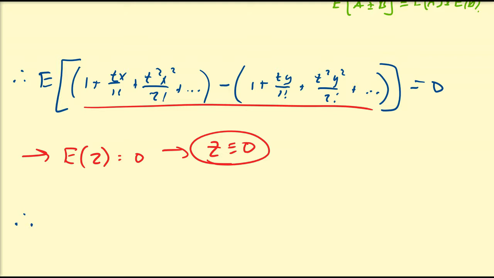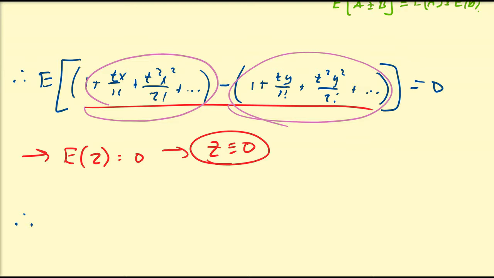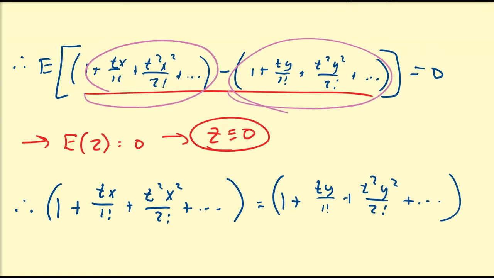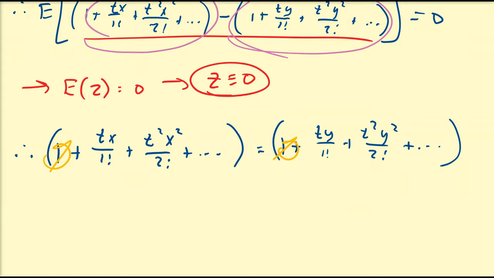So if that is true, then this expression minus that expression must be equal to 0, which means those expressions must be equal. So that means 1 plus tx over 1 factorial plus t squared x squared over 2 factorial plus and so on must be equal to 1 plus ty over 1 factorial plus t squared y squared over 2 factorial plus and so on. It's very easy to see that these 1's will cancel on both sides, and from here we can equate like powers of t.